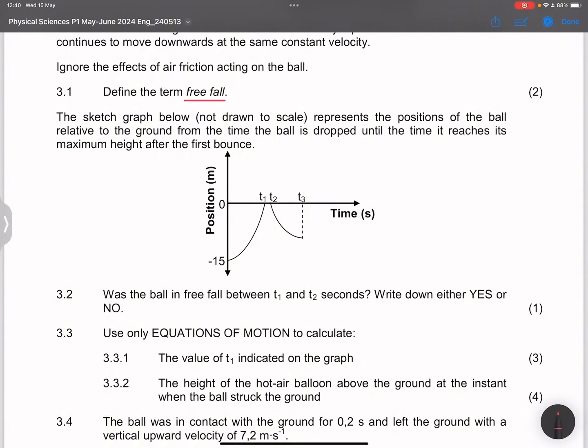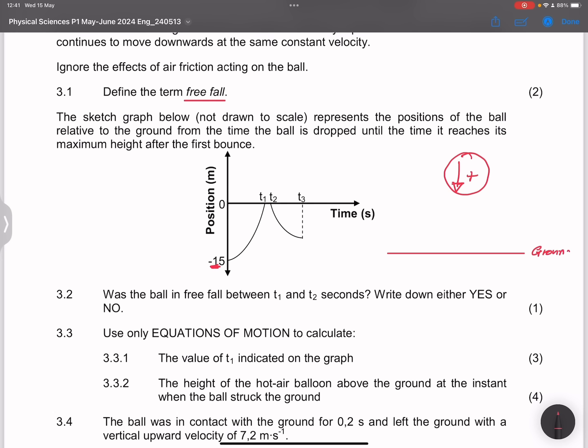So what they've done is essentially taken downwards, in this case, as positive. Now remember, where was the ball initially? It was 15 meters. So this is what they are trying to say. It was 15 meters above. So if this is our reference, the ball and the ground is our reference point.